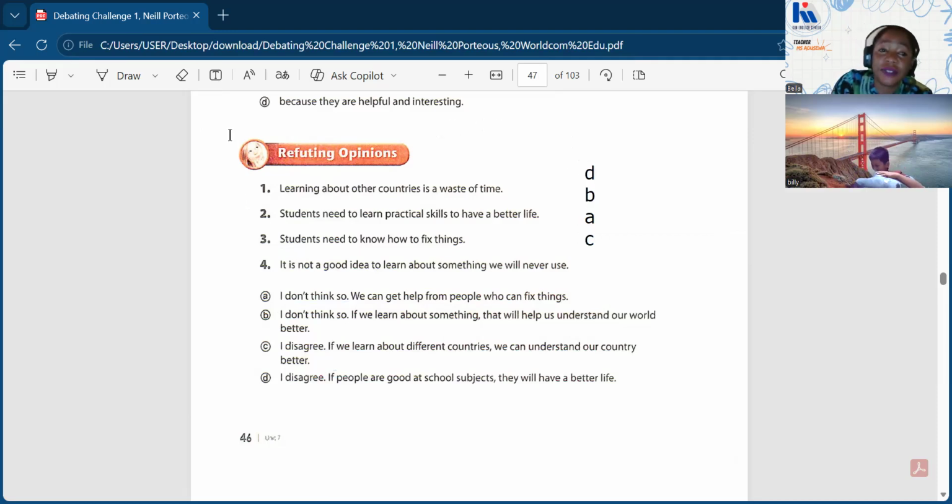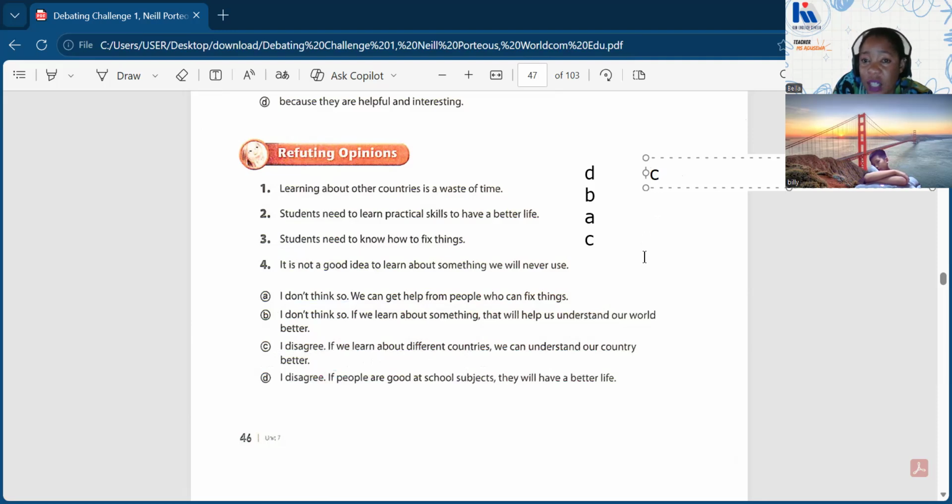Now let's look at it. Learning about other countries is a waste of time, and you chose D. I disagree. If people are good at school subjects, they will have a better life. That is not correct. So, Billy, this is talking about learning about other countries. What you're supposed to do is look for a disagreeing opinion that speaks about other countries. And where do we see that? We see that in C. C says, I disagree. If we can learn about different countries, we can understand our country better. So the answer for number 1 is C.